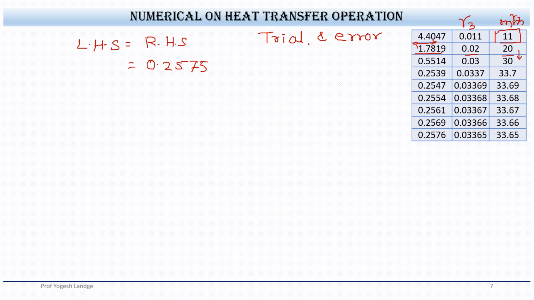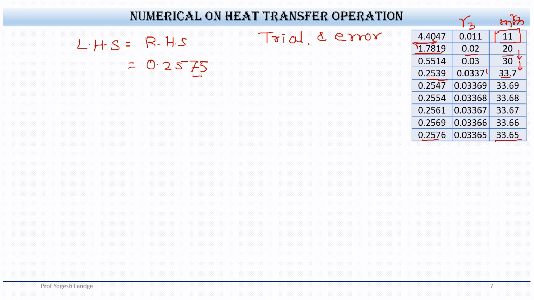I found it nearer to that, but again it has a problem. Then I move slowly to 33.7. I got a value around 2539, which is almost nearer to that one. And if I take the fraction of it, 33.6, then I exactly get this value.